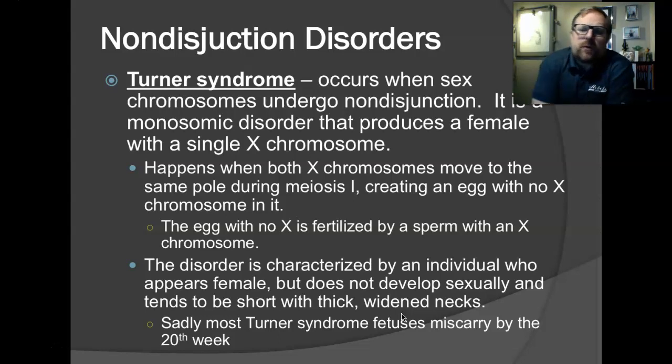Individuals who have Turner syndrome appear female but do not develop sexually and tend to be short, with short, thick, widened necks. Unfortunately, most Turner syndrome fetuses miscarry by the 20th week of pregnancy, just because it's really difficult to develop without that extra X chromosome or a Y chromosome present. Our genetic makeup is designed to have that. For any of these disorders, I'm just going to generally cover them. If you want to dig in more deeply, by all means, go online. There are lots of great resources out there for you to look into.